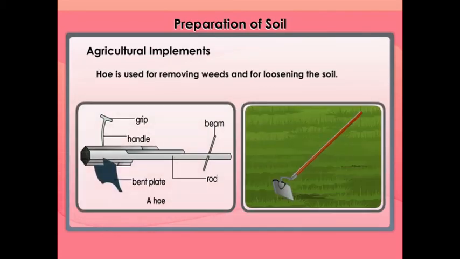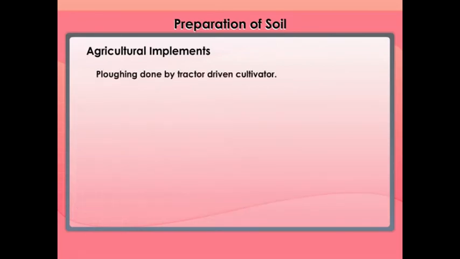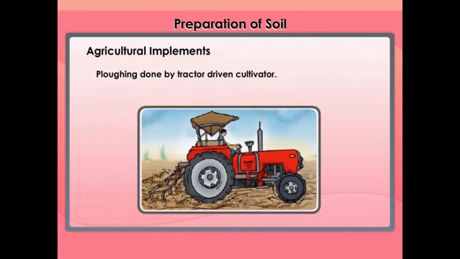Hoe is a simple tool which is used for removing weeds and for loosening the soil. It has a long rod of wood or iron. A strong, broad and bent plate of iron is fixed to one of its ends and works like a blade. It's pulled by animals. Nowadays, plowing is done by tractor-driven cultivator. The use of cultivator saves labor and time.